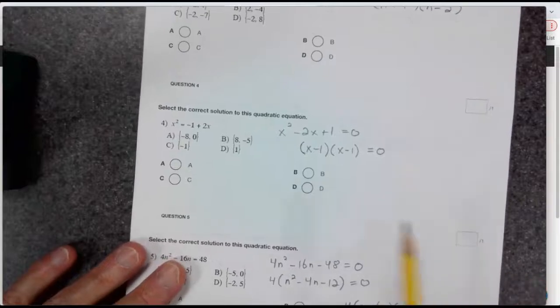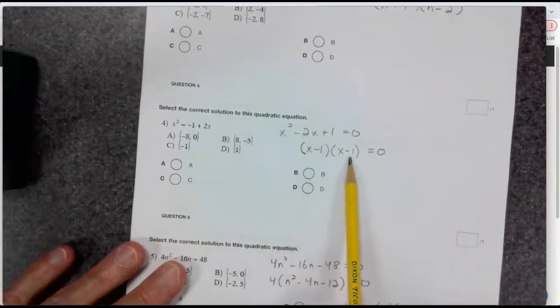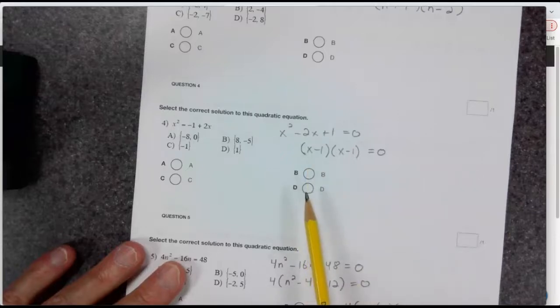All right, number 4, again, put it in standard form. It's a pretty simple factor. It's a perfect square. There's only one answer here, 1. There's only one answer.